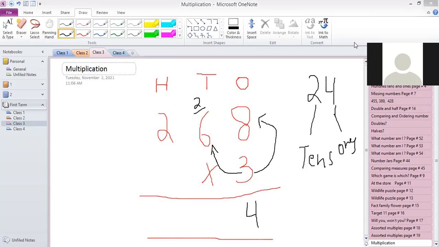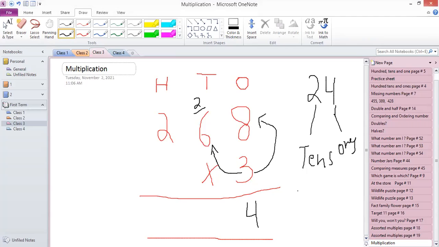18. Very good. It is 18 tens, but the answer is not 18 tens because you have given 2 carry also. In 18, you will add this 2 tens and you will get 20. 18 plus 2 is equal to 20. So the answer is 20. But in 20, there are 2 digits.